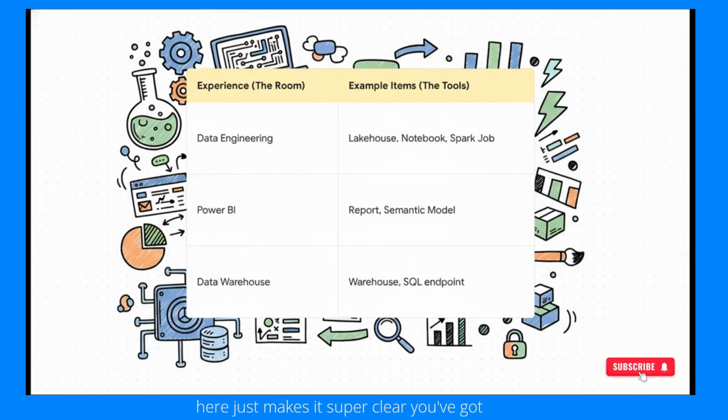And this table here just makes it super clear. You've got the experience on one side. That's your room, your lab. And on the other, you have the items, the actual projects you build in that room. So inside your data engineering lab, you create items like a lakehouse or a notebook. And in that Power BI design studio, you create items like reports. It's that direct relationship.